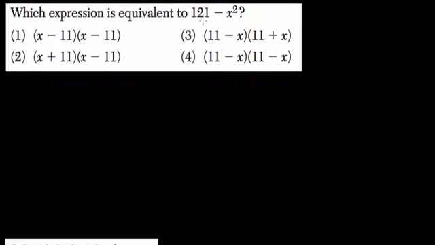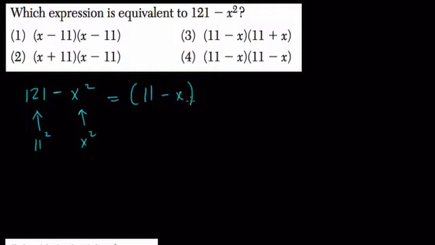Which expression is equivalent to 121 minus x squared? So 121 minus x squared, that's the difference of two squares, right? 11 squared is 121, and x squared is equal to x squared. And this is always equal to, in this form, 11 minus x times 11 plus x.